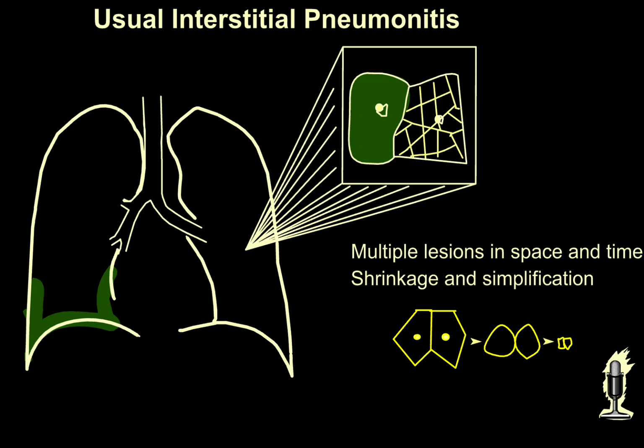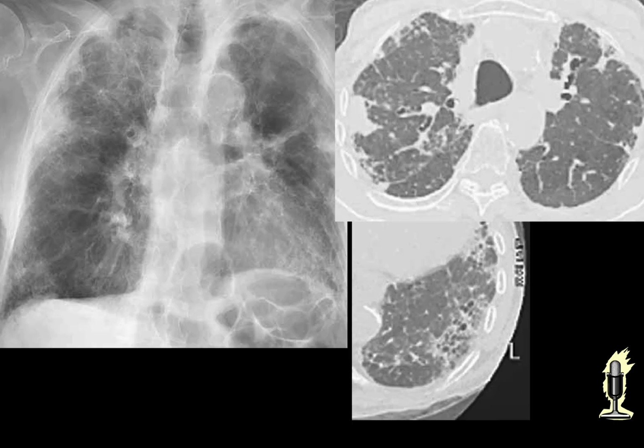One way to conceptualize IPF is the shrinkage and simplification of the normal polyhedral secondary pulmonary lobule. Also characteristic is a time sequence similar to MS, that is, multiple lesions separated both in space and time. For example, islands of honeycombing are seen adjacent to other areas which are normal. In the right upper lobe is an area of consolidation, reflecting active disease. Note the predilection for the lung periphery.